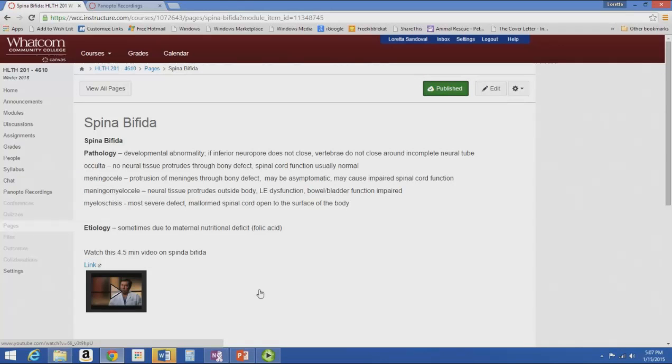With the myeloschisis, or gosh, I can't say that word, myeloschisis, it's the most severe defect. You have a malformed spinal cord that's open to the surface of the body, and so of course that one is the most severe.